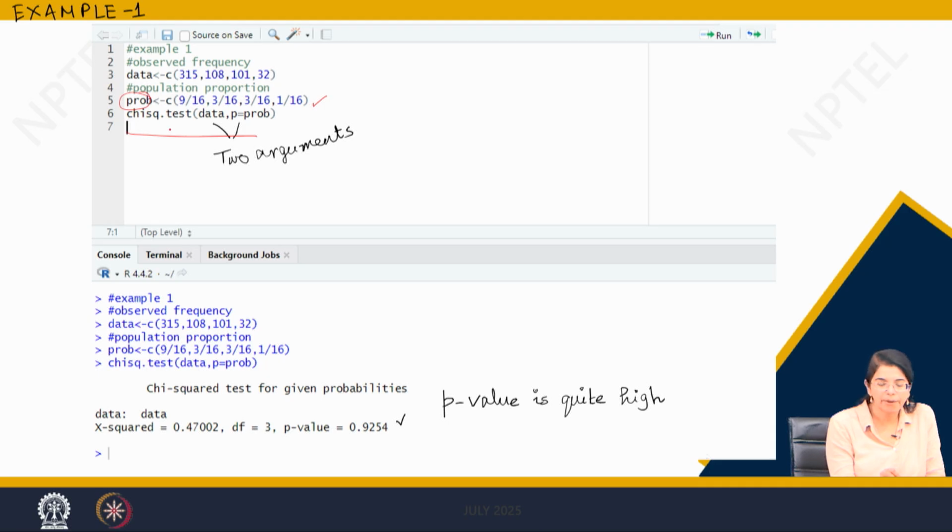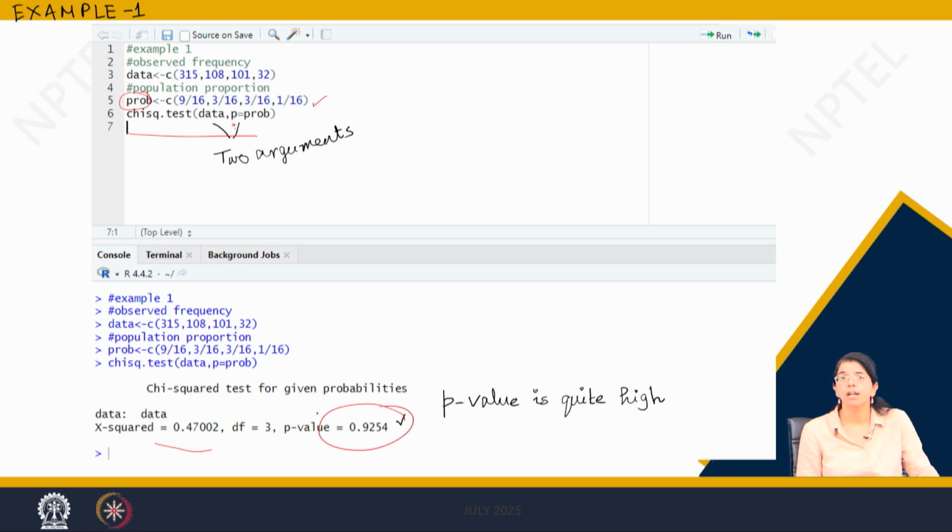Chi-sq means chi-square test, data is given, and P means the probability, the population proportion. So two arguments are needed, and in our case P is equal to the probability. If you run this program, you will have the chi-square value as 0.47002. Look at the P value, which is quite big.